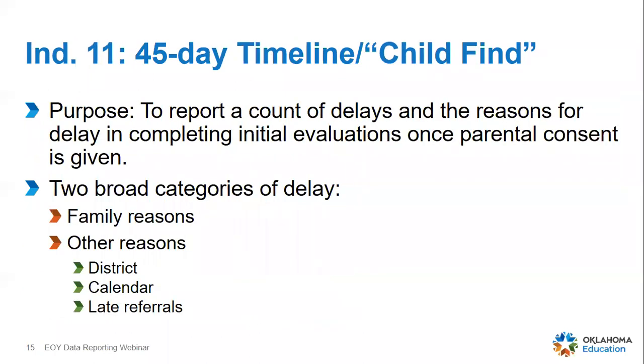indicator 11, which is our 45-day timeline, sometimes called the child find timeline. The federal purpose for this is to report a count of delays and the reasons for delay in completing initial evaluations once parental consent is given. Again, initial evaluations only; reevaluations do not need to be reported. Okay? The feds want to know, and we want to know, why delays occurred, if delays occurred. And there are two broad categories of delay. We have family reasons, which are generally excused, and then other reasons which are not.